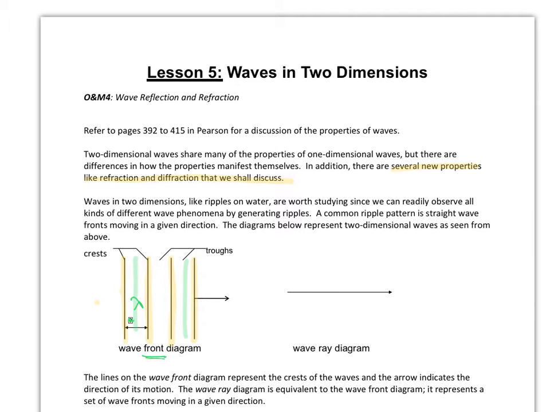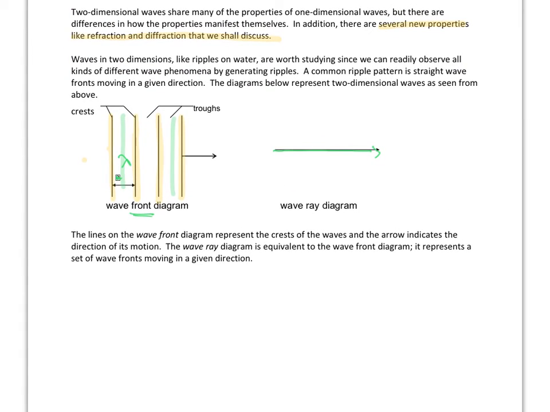This is called a wave front diagram. This is the same thing as a wave ray diagram. Our wave is moving in this direction, so we can draw it as just a ray as well to simplify things for our work. These mean the same thing when we're talking about 2-dimensional waves. This is just a simplification of something moving outwards like this. Okay, we kind of talked about this: the waves on the wave front diagram represent the crests of the waves and the arrow indicates the direction of its motion. The wave ray diagram is equivalent. It just represents a set of wave fronts moving in that given direction. Again, it's a simplification.